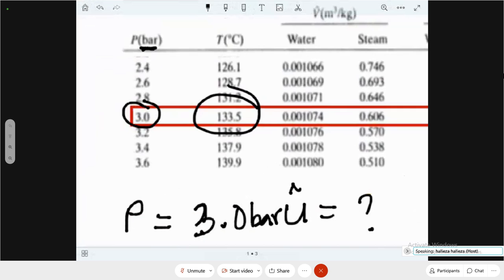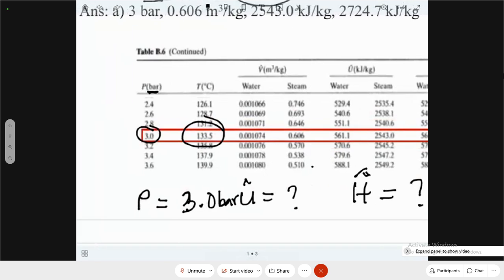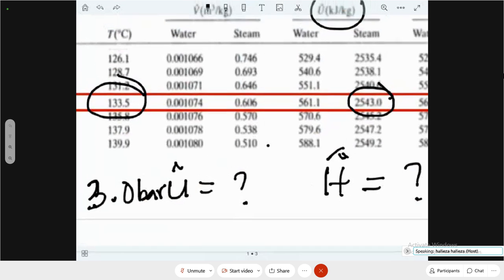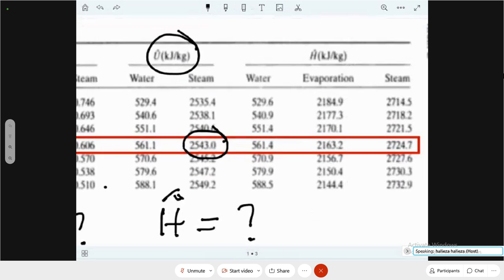Next, you need to get the internal energy, the internal energy for this saturated steam. So we need to look at internal energy. Where is internal energy? That's internal energy. And we're looking at steam, so you need to look at that value. Let me zoom in again. Okay. That's the internal energy of your steam.